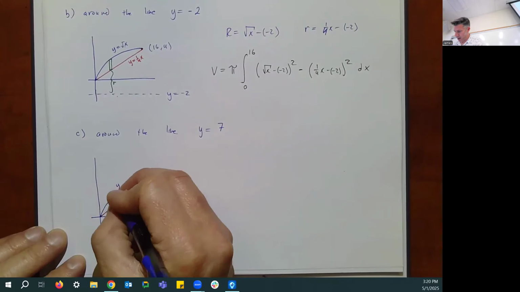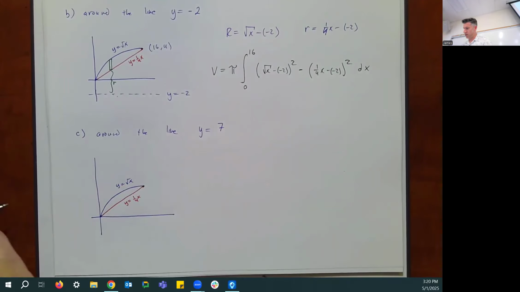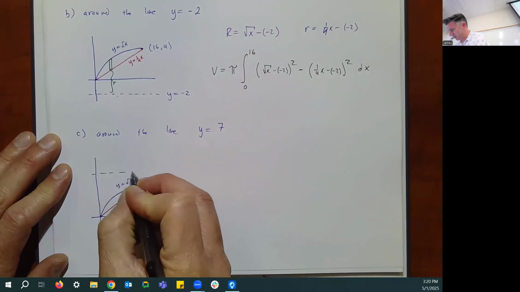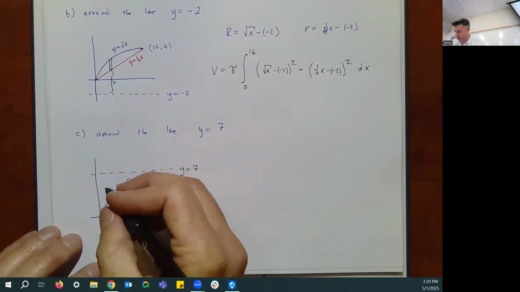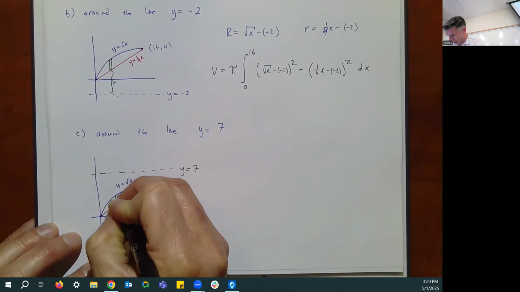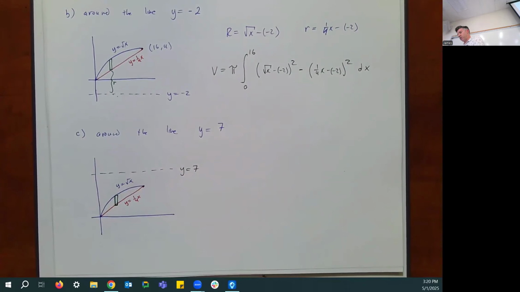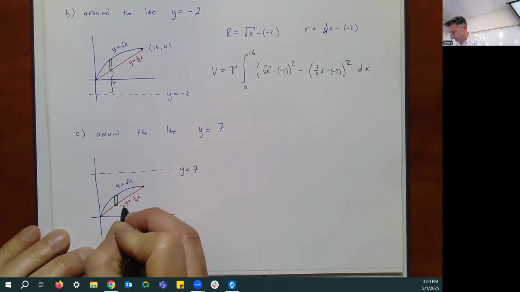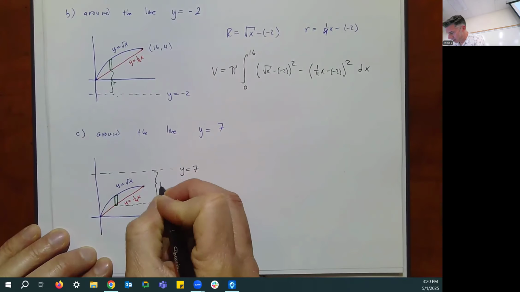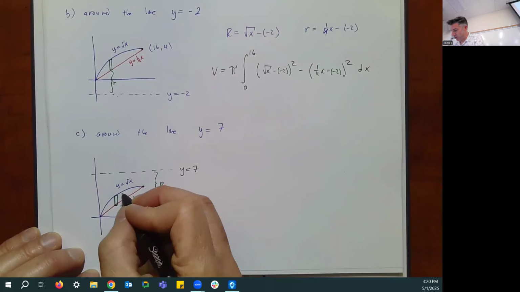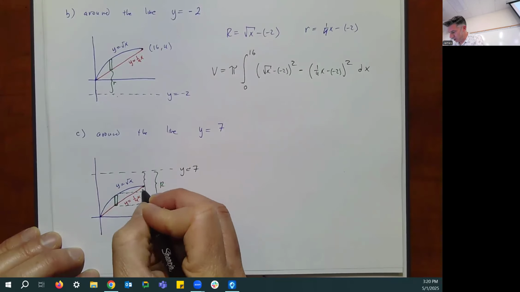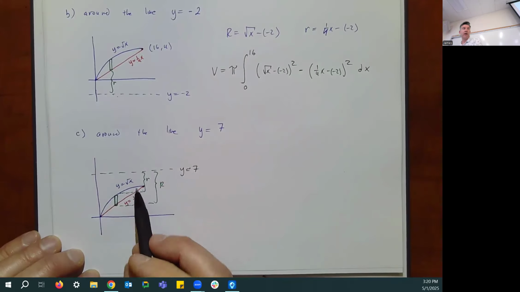So then my axis of rotation is way up here at y equal to +7. Once again, I'm still drawing my strip vertically because it has to be perpendicular to the axis of rotation if we're doing the disk or washer method. But now look, the function that's further away has changed. My outer radius now is the difference between my axis of rotation and the function y equals 1/4 x. And my inner radius is the difference between y equals 7 and the square root of x.